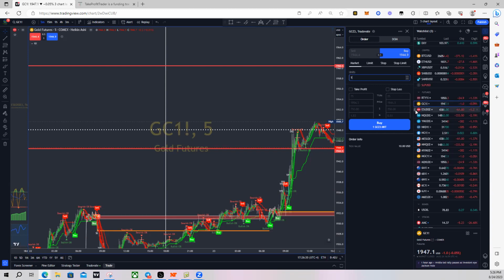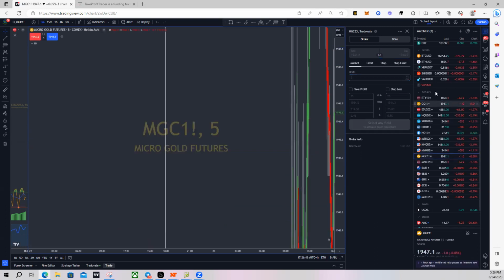If I don't want to risk that much, if I want to lower my risk, especially for the newbies, we highly suggest you guys use the micros down here. So instead of using gold GC1, I would go to micro GC1. And instead of trading at $10 a tick, it is now $1 a tick. Your micro is 1/10 of the mini, or the mini is 10 times the weight of the micro.